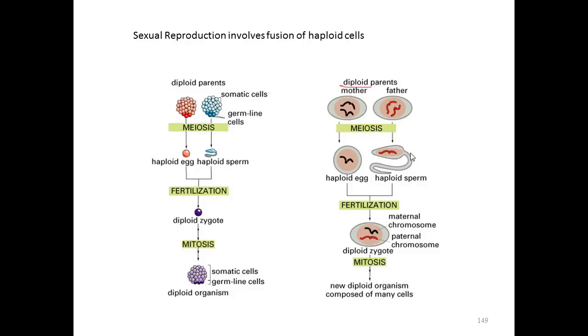During meiosis, you have the halving of genetic material, and so the eggs and sperm are referred to as haploid. And then when you have fertilization of an egg by a sperm, you resume the diploid status of the zygote, which can then undergo mitosis and create an entirely new organism based on its new genomic inheritance.